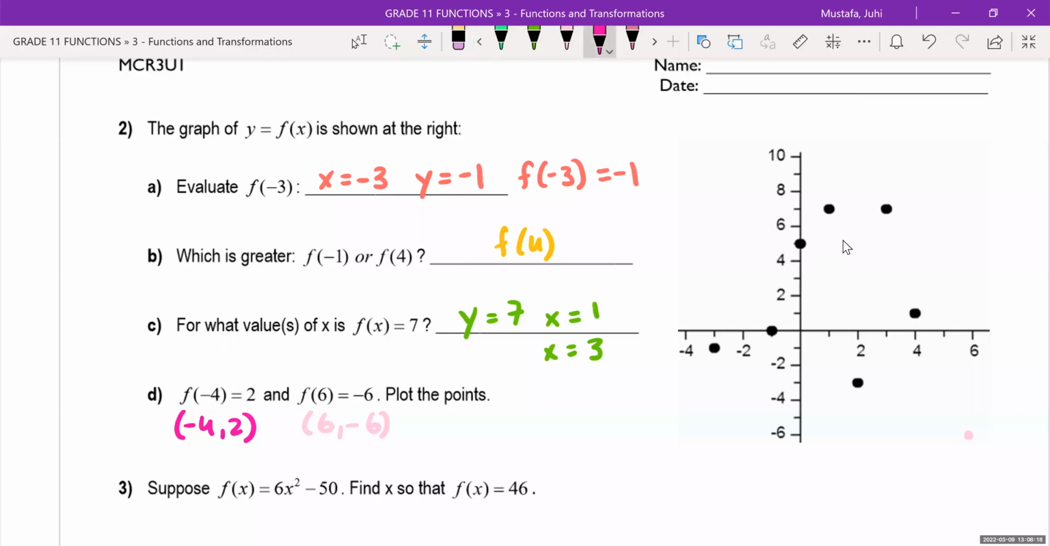I made a mistake graphing. -4 should be +2, so it should be up there.